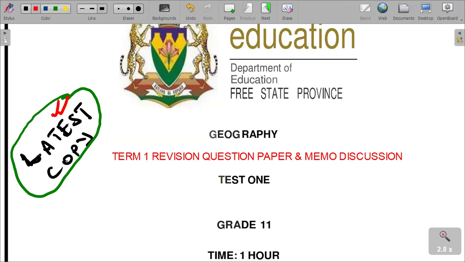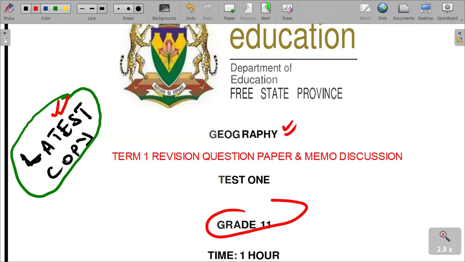In class today we are meeting on revision for term 1. We just want to make sure that we prepare for end of term. I have some question paper that we are going to work with today, which is from Free State Province. It is actually just a complete term 1 paper. So please note that we are doing geography.